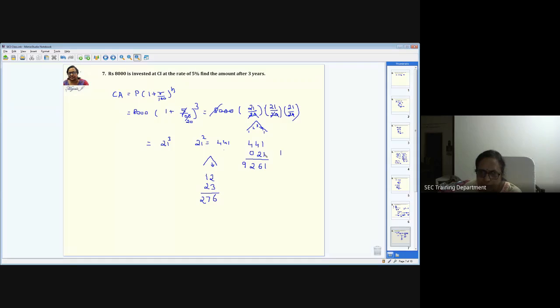So 4 into 1 is 4. Then 4 into 2 is 8. So 4 plus 8 is 12. Then 1 into 0 is 0, so I don't have to consider this. So it's only 12. Right? So 12, I'm just writing it here. 2 I'll write. 1 is a carry.